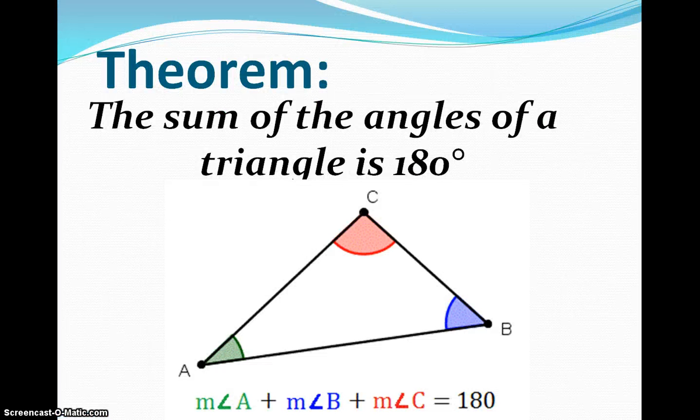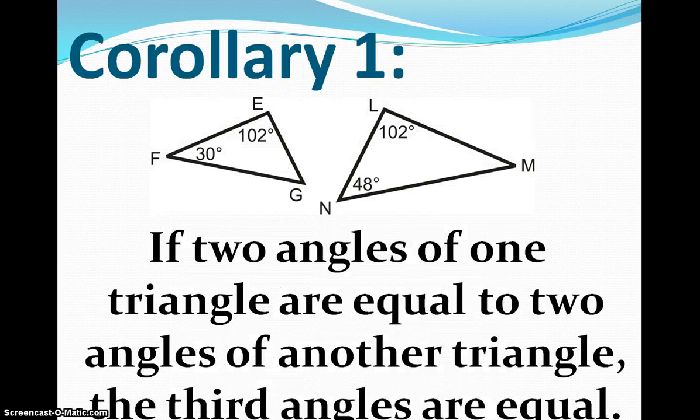Let's start off with what we know from pre-algebra, what we know already from chapter 1 from geometry. The sum of the angles of a triangle is equal to 180 degrees. And so if I take angle A plus angle B plus angle C, all of those add up to 180 degrees. Now from that theorem we get our first corollary, which is if two angles of one triangle are equal to two angles of another triangle, the third angles are equal to each other.